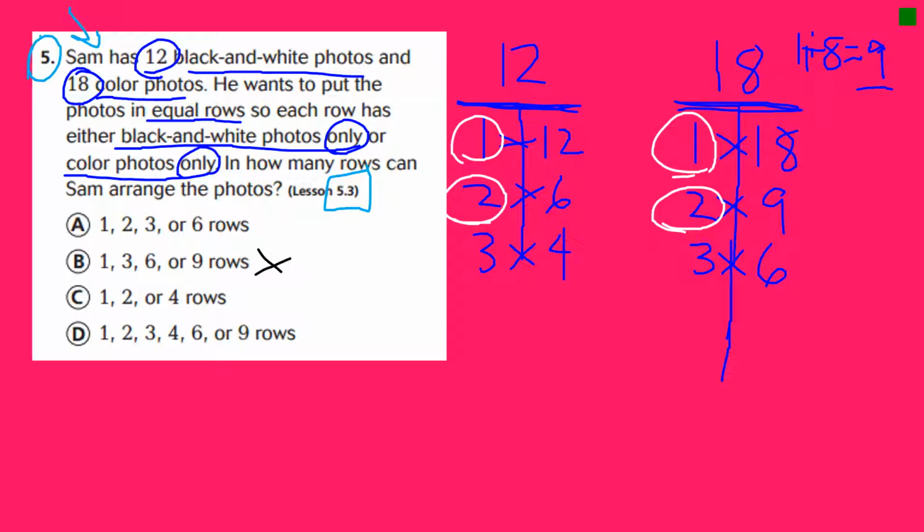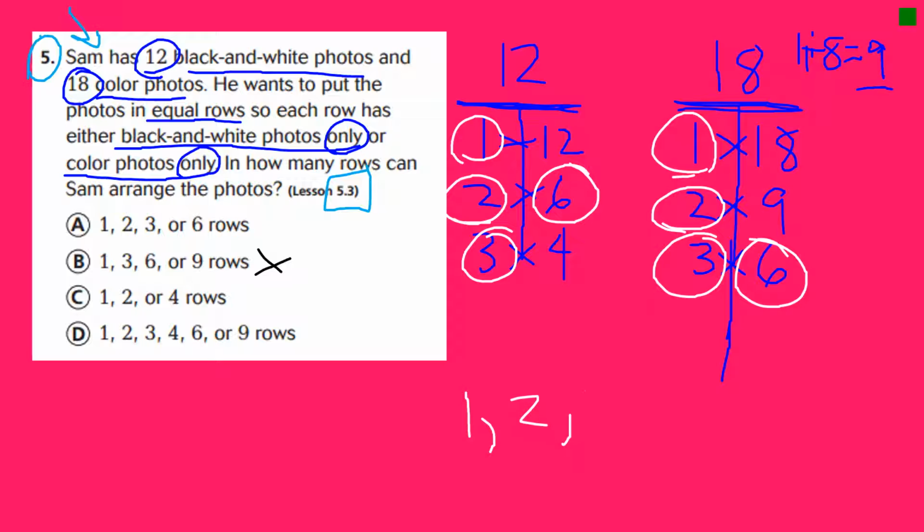Okay, let's keep going. 1, 2, and 3 is a factor they have in common, right? Anything over here? Oh, you see that, guys? 6 is another factor they have in common. So is there anything else? Nope. So it's 1, 2, 3, and 6. Now let's look. 1, 2. Oh, look at A. Boom. 1, 2, 3, or 6 rows.